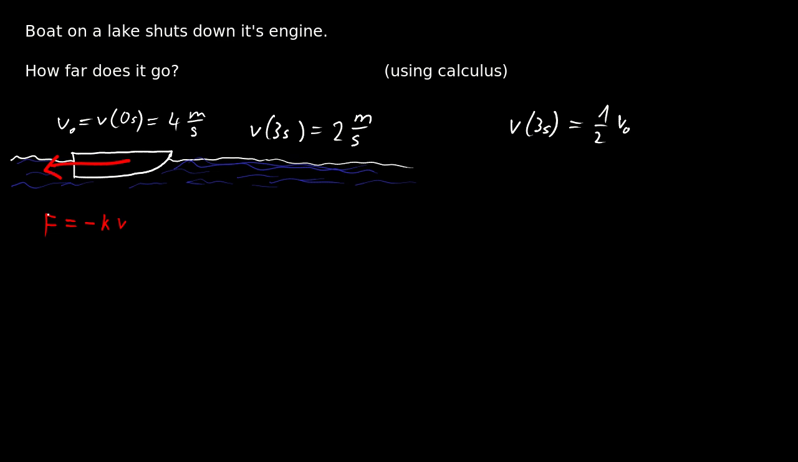Well, let's start. We have a force that is going in the negative direction. We have a friction coefficient here, which is constant, and we have a velocity. If we want to use calculus and differentials, it will almost always be handy to write the force as m times a, and m times a is m times dv over dt, a change in velocity over time. That equals minus k times v.